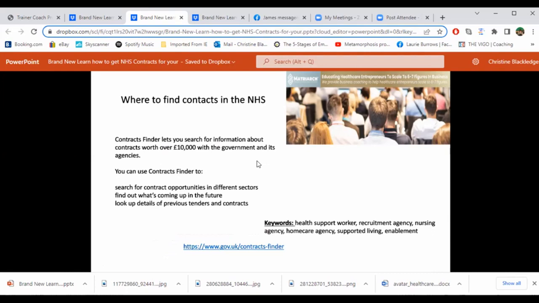So I'm just going to click the link here, but as you can see here, Contract Finder lets you search for information about contracts worth over £10,000 with the government and its agencies. You can use Contract Finder to search for contract opportunities in different sectors. Find out what's coming up in the future. Look up details of previous tenders. And what you'll need to do once you go onto this link is you'll need to type in keywords like I've got here: health support worker, recruitment agency, nursing agency, home care agency, supported living enablement, for example.